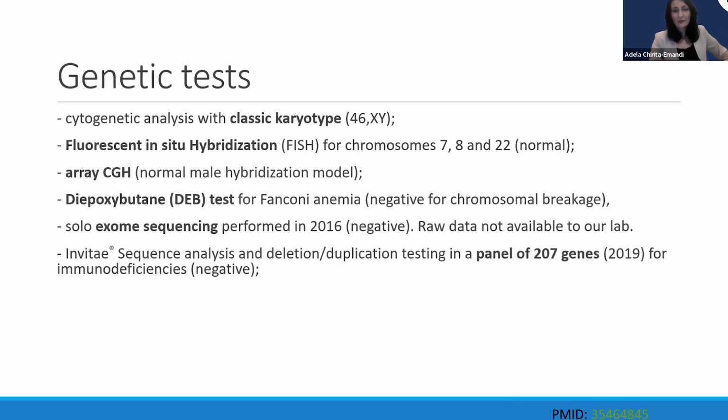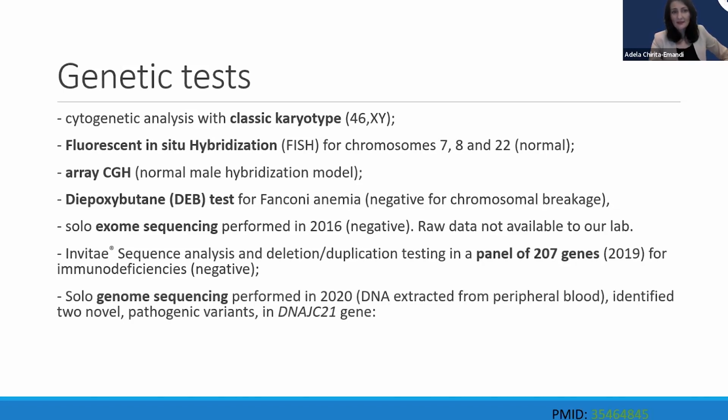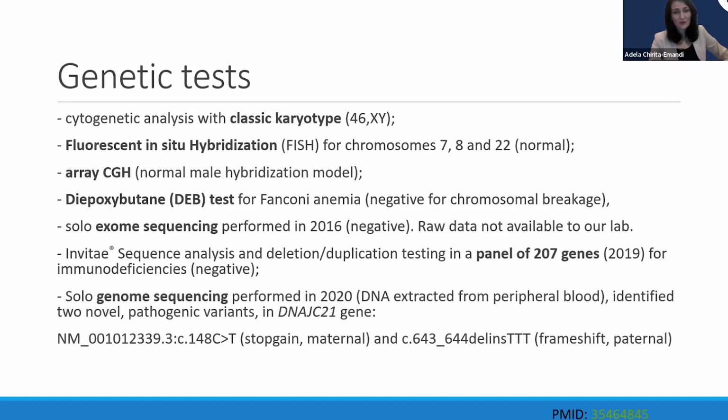Later, we sent for a panel because we wanted to look at deletions and duplications for immune deficiencies. The panel consisted of 207 genes back in 2019. Later we escalated to solo genome sequencing, performed in 2020 from blood, that identified 2 novel pathogenic variants in the gene DNAJC21. The thing is, both of these variants were exonic and could have been picked up in the exome sequencing.